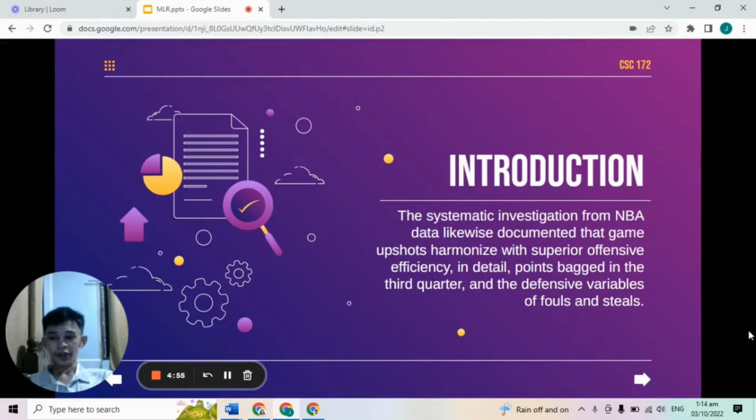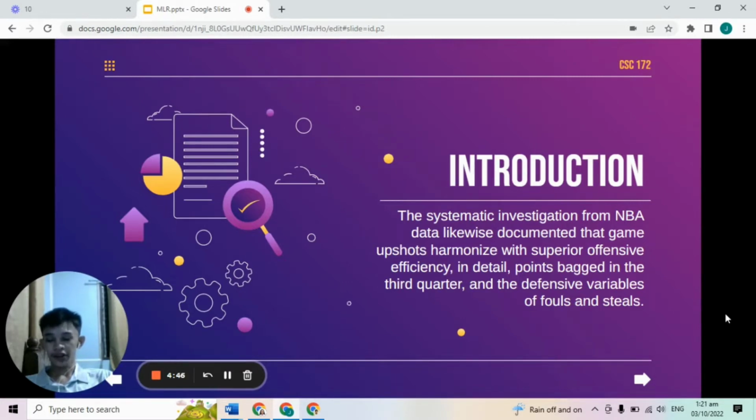When weighing the best and worst teams, the ultimate aspects for habitual success are associated with assists, steals, and blocks, an attestation of the influence of passing and defensive skills across the exterior and interior court spots. The systematic investigation from NBA data likewise documented that game upshots harmonize with superior offensive efficiency in detail, points banned in the third quarter, and the defensive variables of fouls and steals. Thus, as anticipated, it signifies that both offensive and defensive variables are crucial.